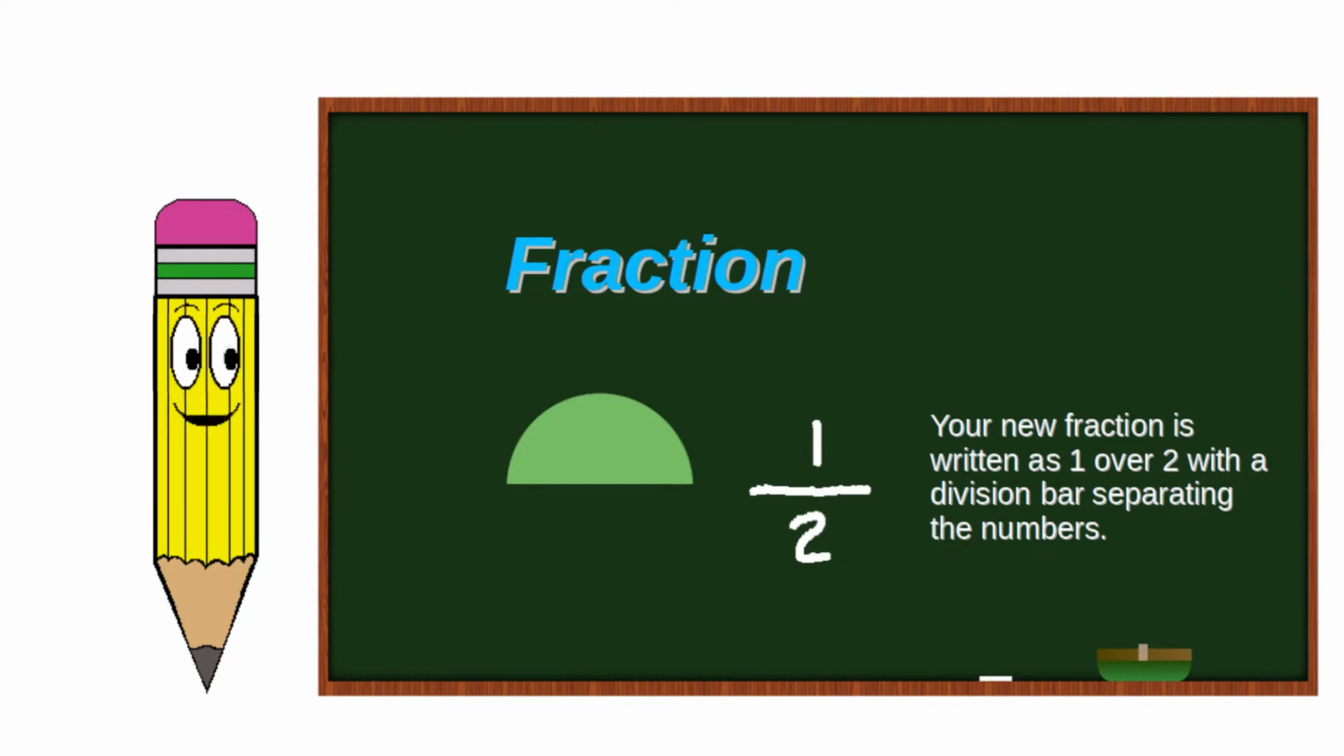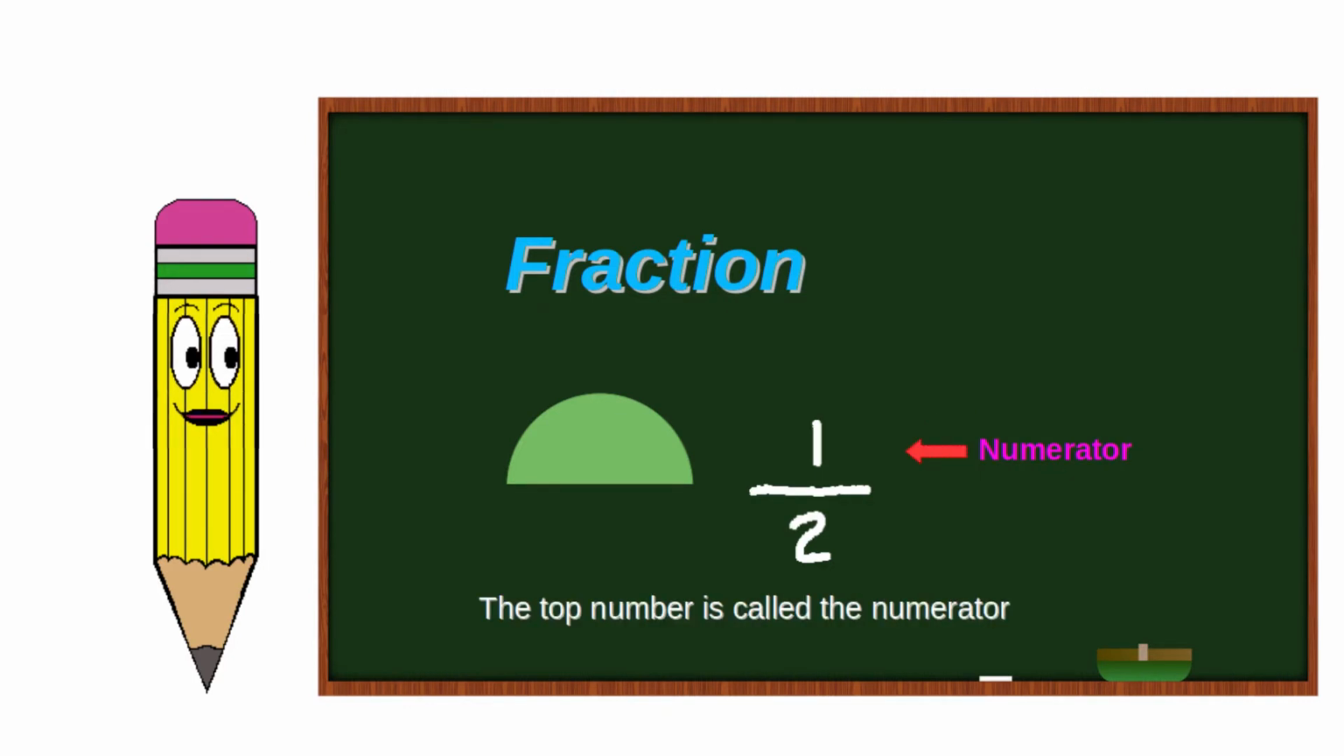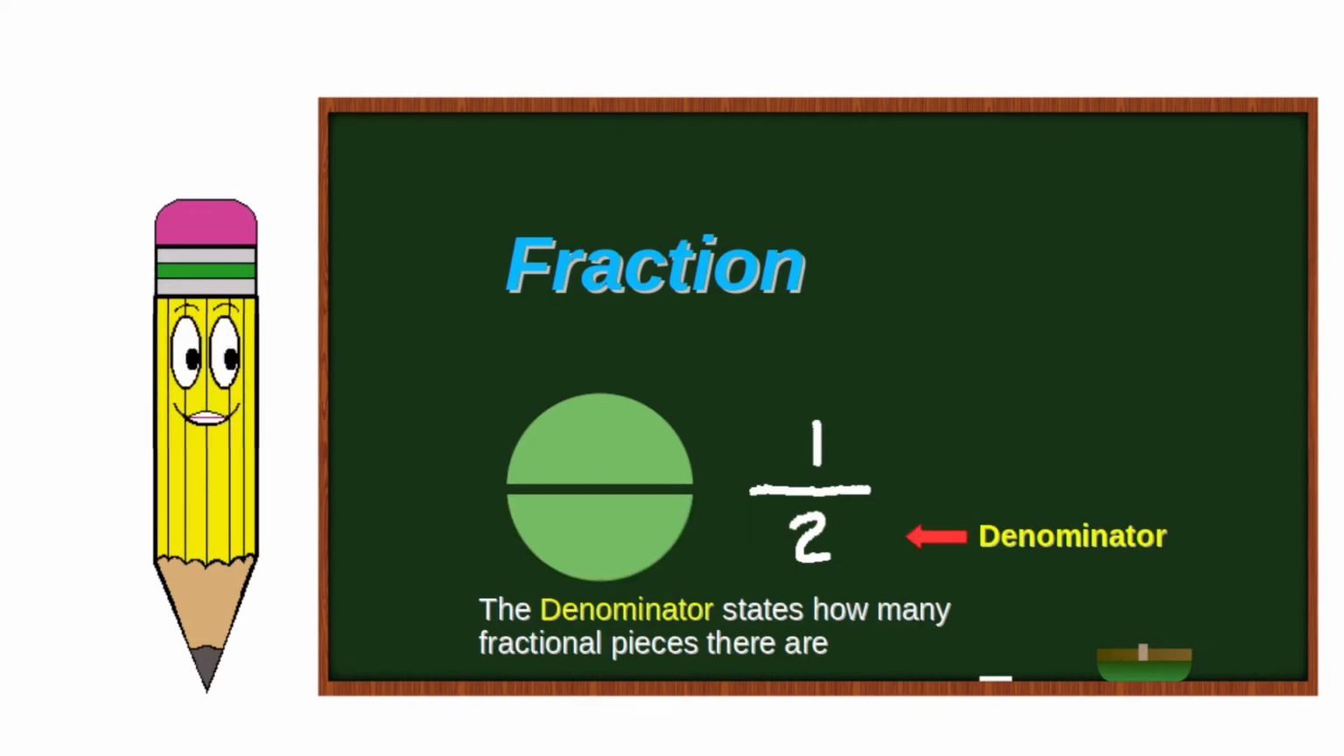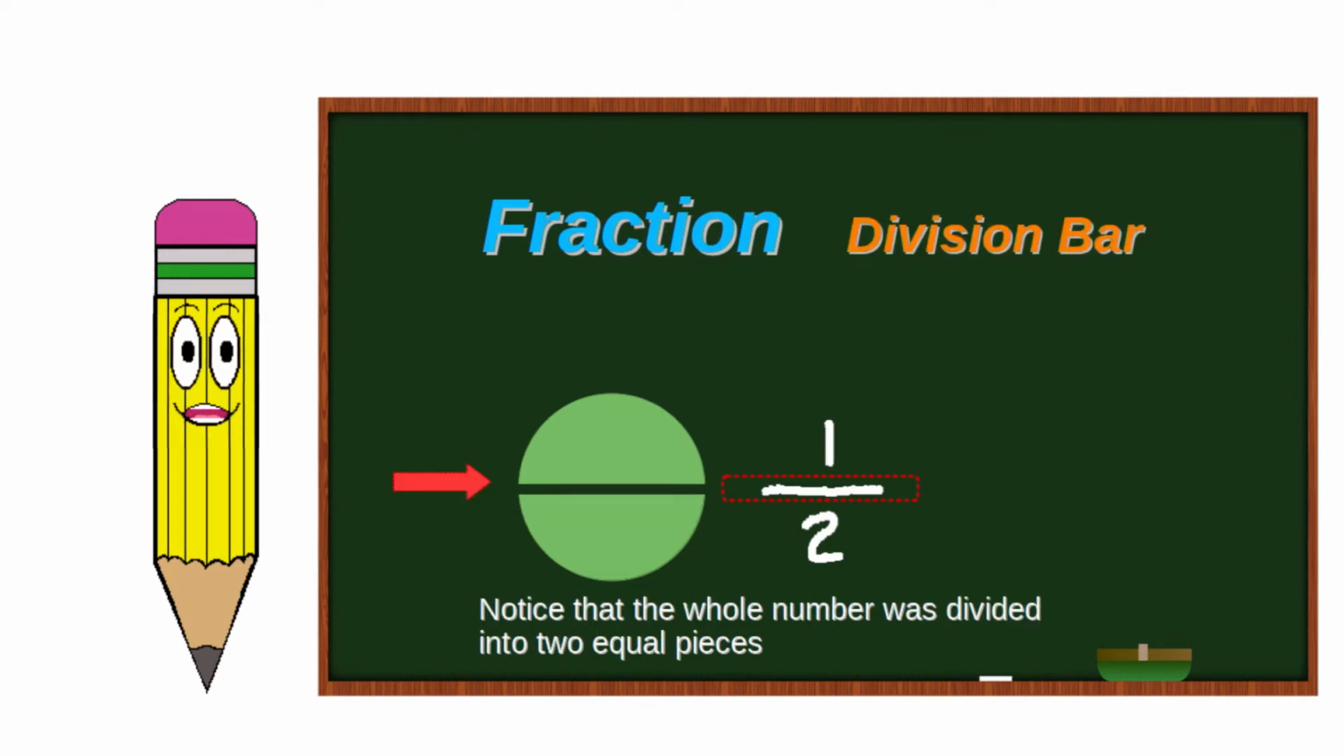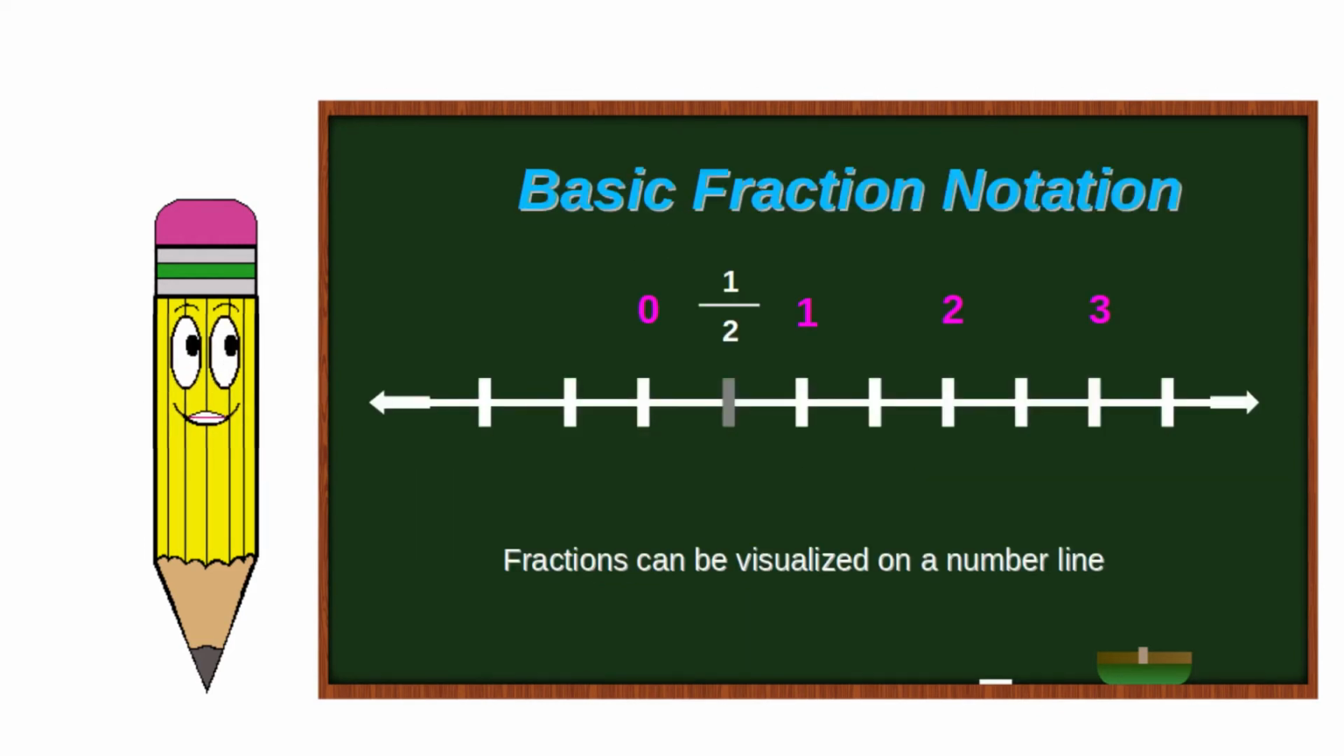Your new fraction is written as 1 over 2 with a division bar separating the numbers. The top number is called the numerator. The numerator states the quantity of equal fractions. The denominator states how many fractional pieces there are. Notice that the whole number was divided into 2 equal pieces. Basic fraction notation.